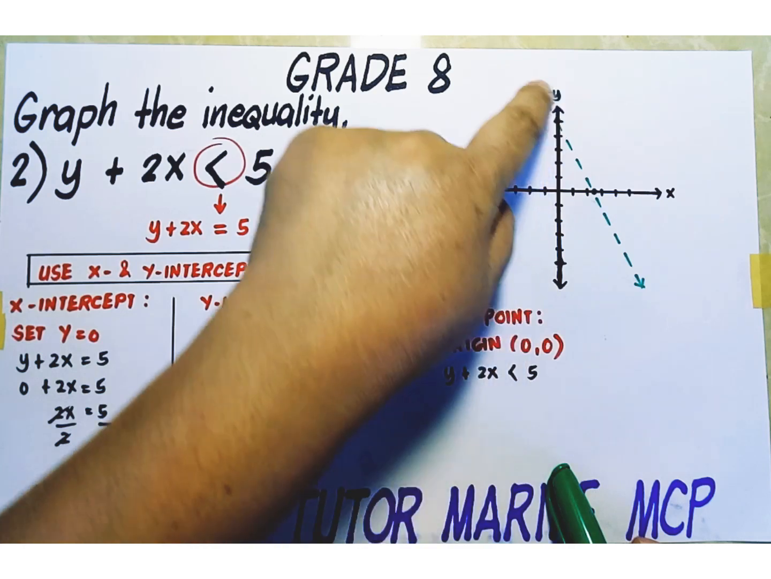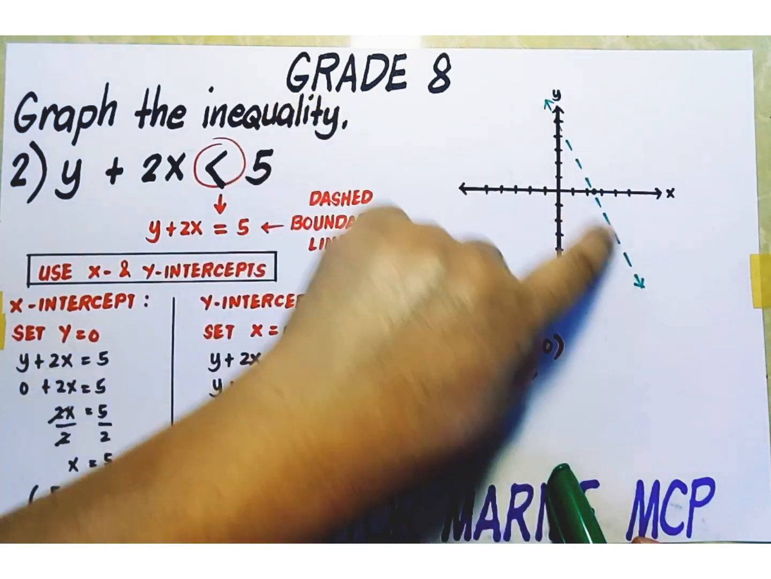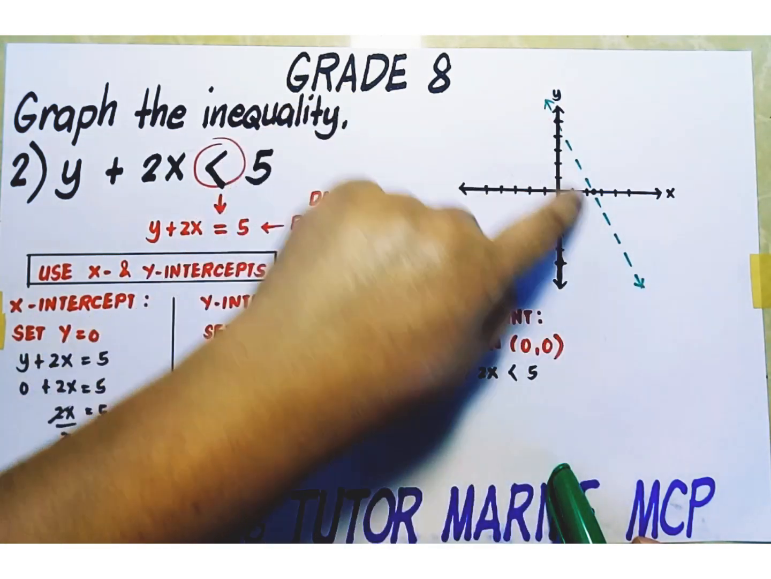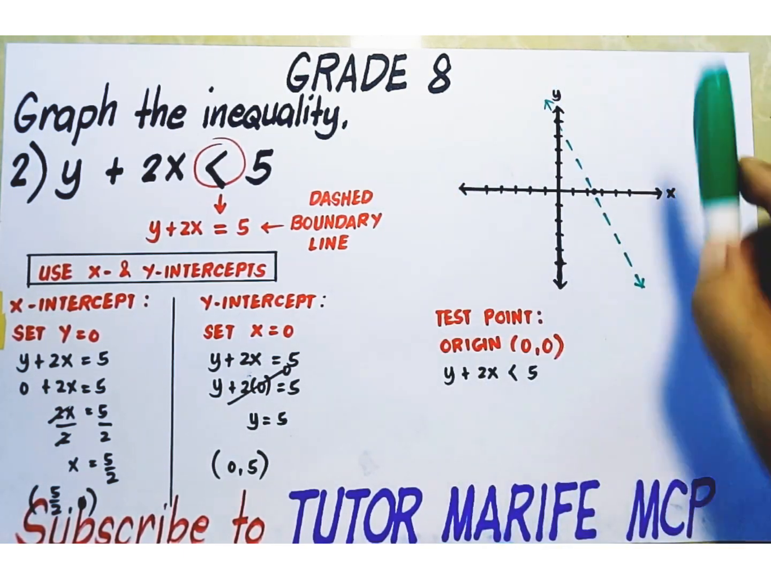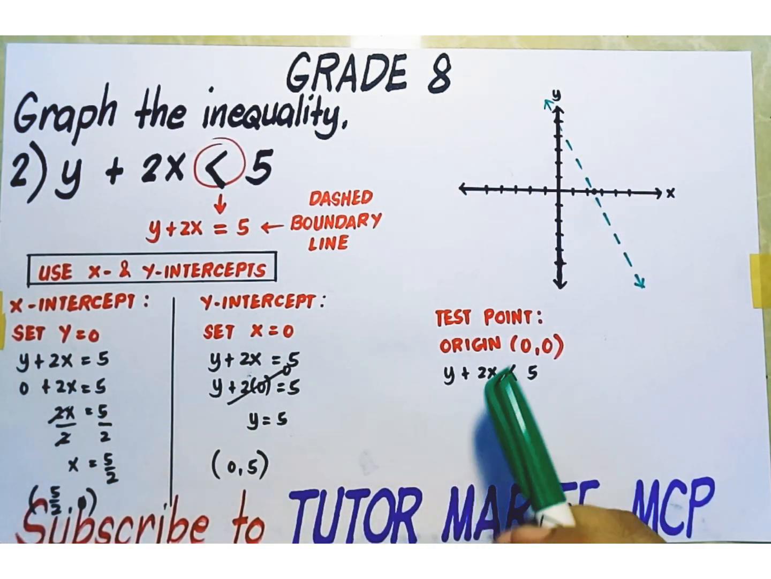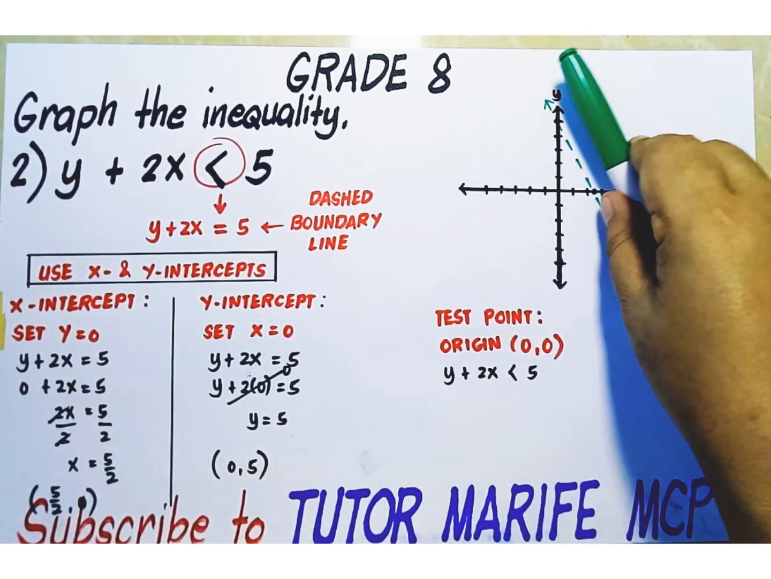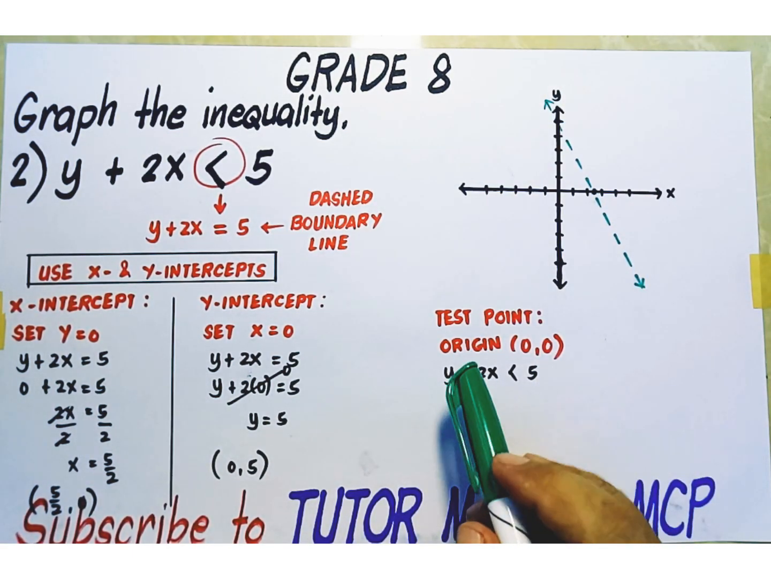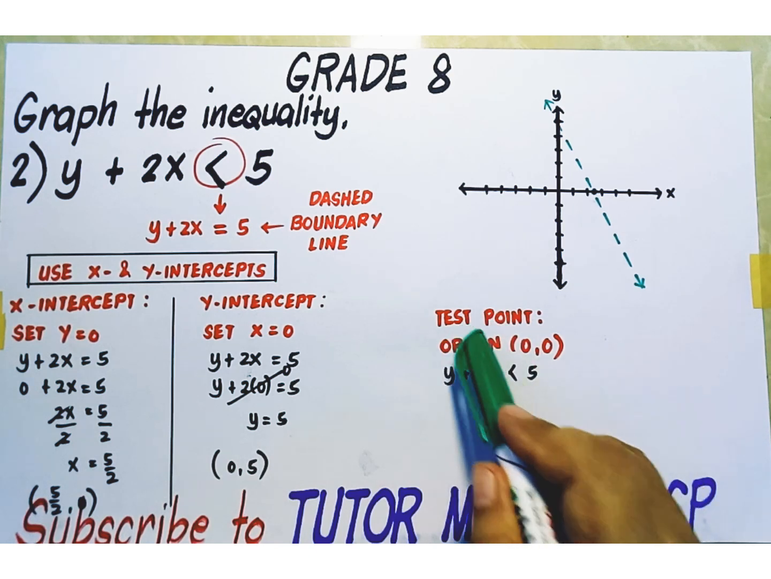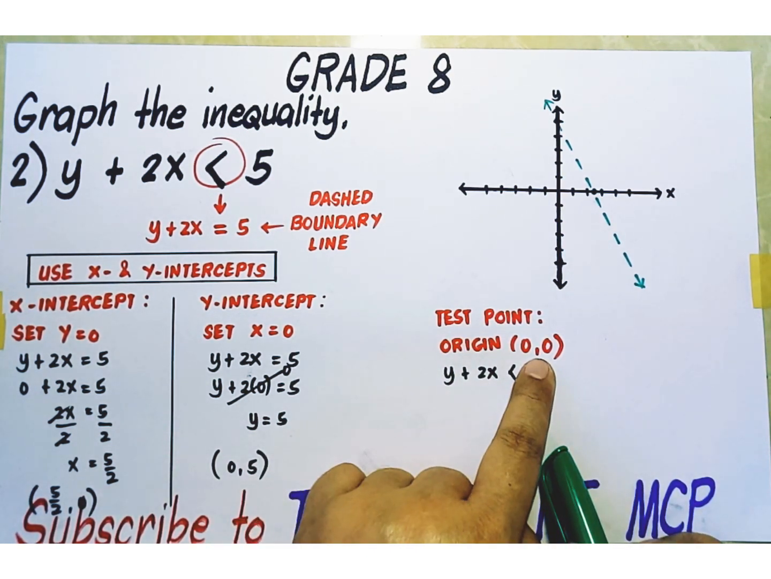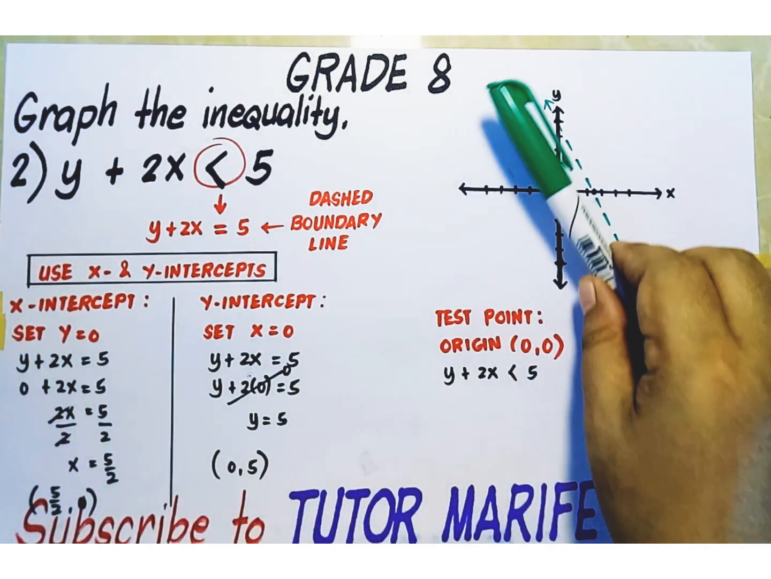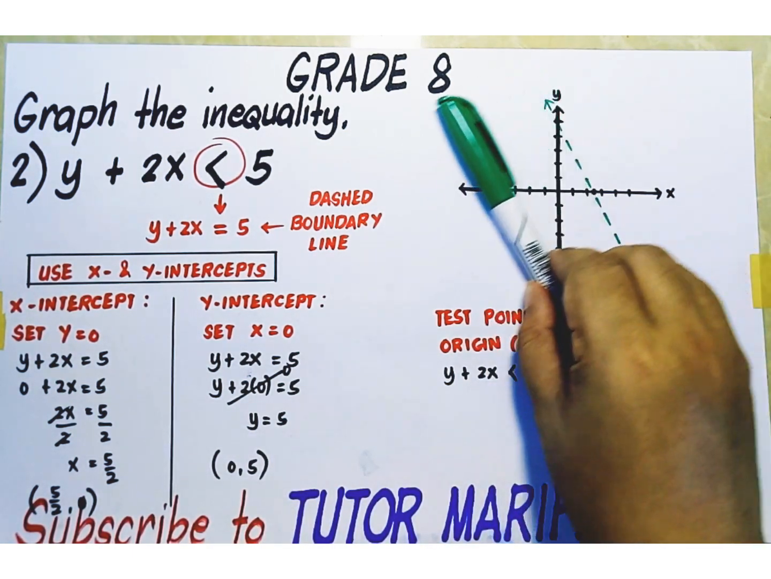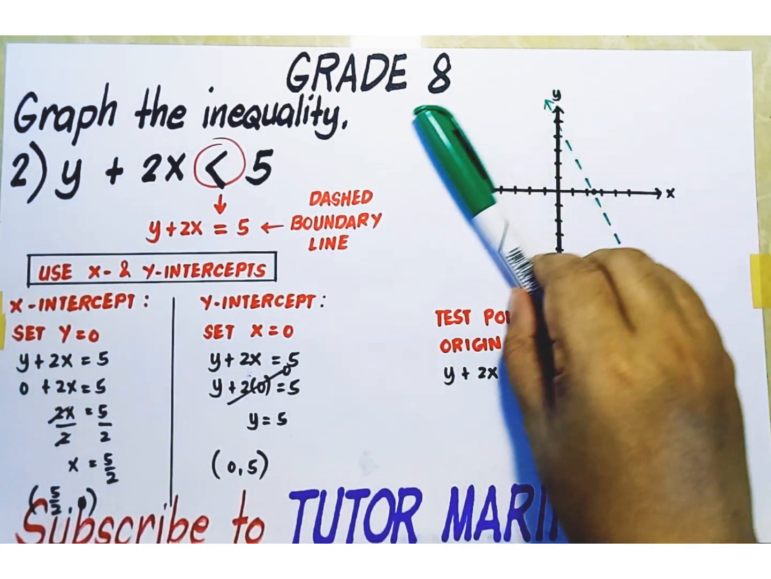This is the y-intercept of the boundary line. Draw a dashed line passing through the intercepts. This is the dashed boundary line that separates the xy plane into two regions. Step 3, determine which region to shade. We are going to use the origin as our test point. If these coordinates satisfy this inequality, then we are going to shade the region that contains the origin.